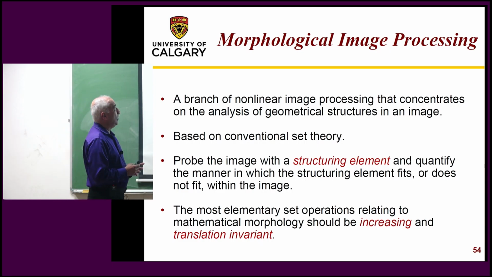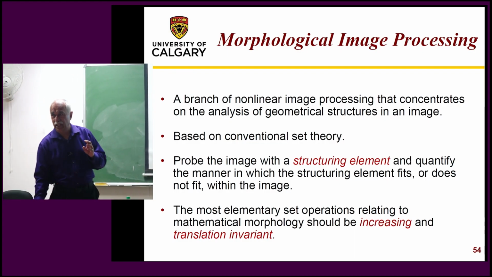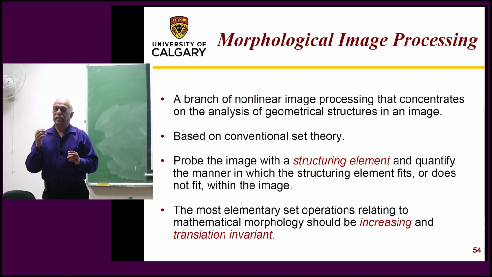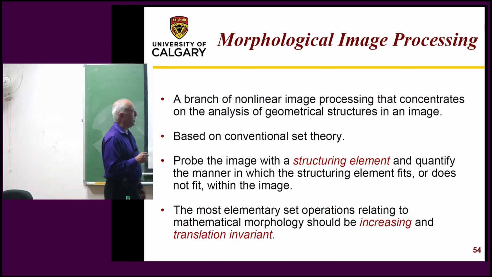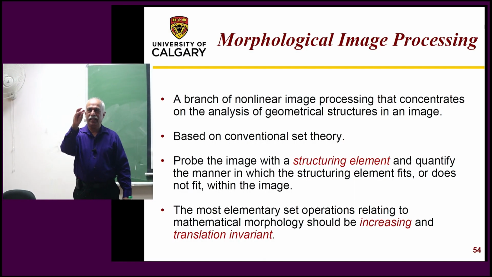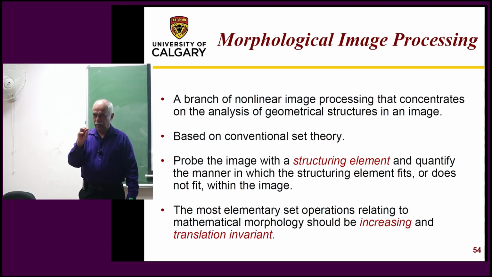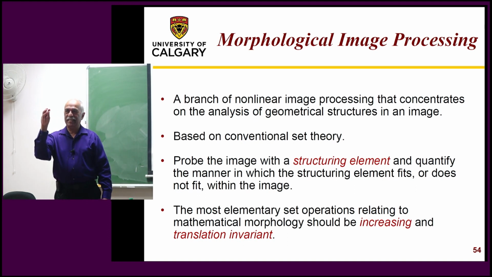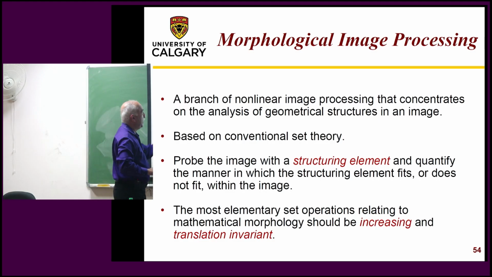So it is a branch of nonlinear image processing that concentrates on the analysis of geometrical structures in the image, in the sense there is a probing element. The image is probed with a structuring element, which could be something like this, and you go around, just like convolution. But you are looking at the image through this sort of lens that could have different shape and size, theoretically. It is based on set theory.